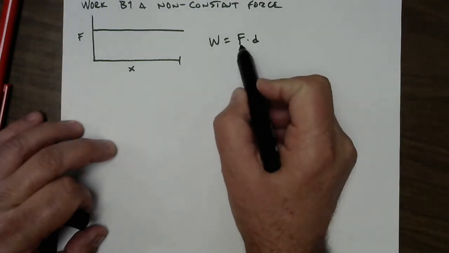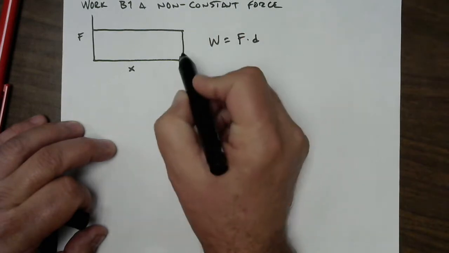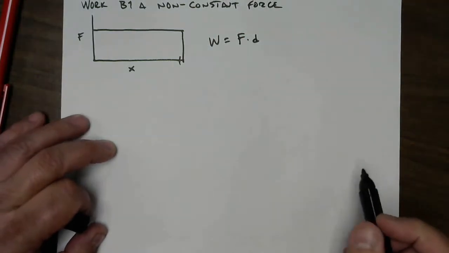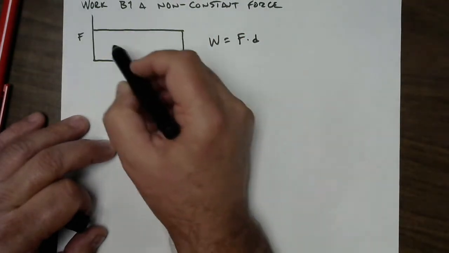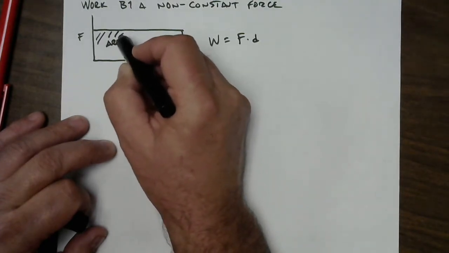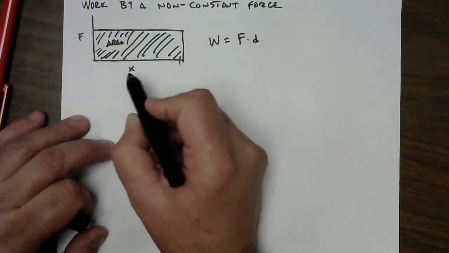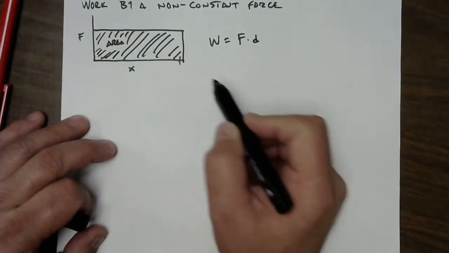This force, by the way, is only the part of the force that's actually causing the motion. So what we were really doing is finding the area under this curve, because it was a rectangle. So we take the height times the distance.